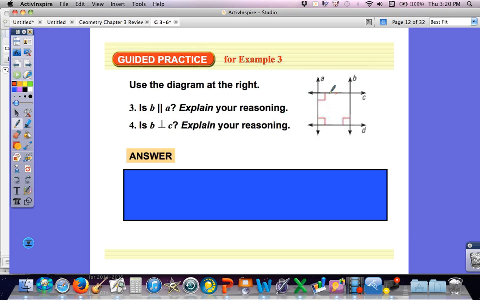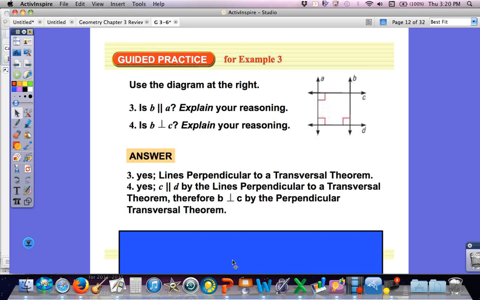And is B perpendicular to C? Well, it depends. If they tell me that C and D are parallel, then if it's perpendicular to D, it's perpendicular to C. But I don't see anything here that tells me that they're parallel. Maybe I'm missing the obvious. Let's see what they have.